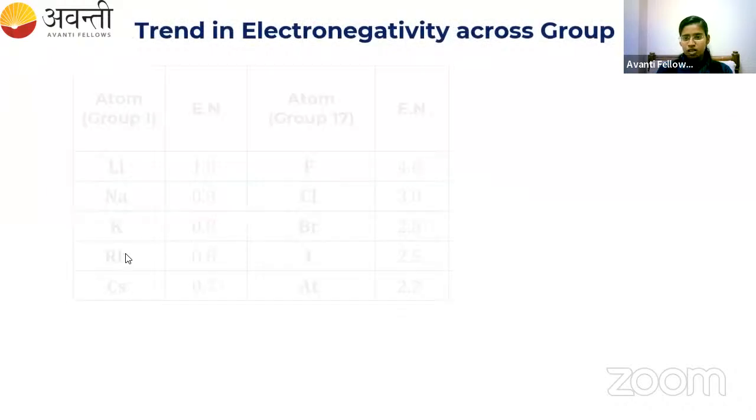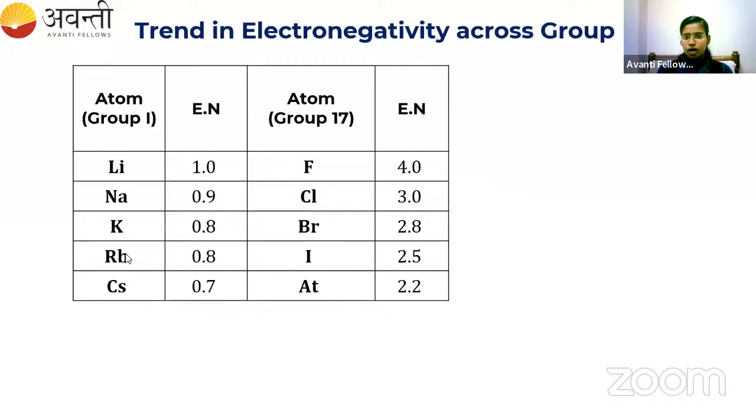Now I'll go for the trend in electronegativity on moving down the group. So I'll take two groups, group 1 and group 17. Yeah, very good, Harmit. So on moving down the group, electronegativity decreases. Okay, electronegativity decreases. Just the opposite. Very good, Vikas. So this is all about the electronegativity, which is very easy.